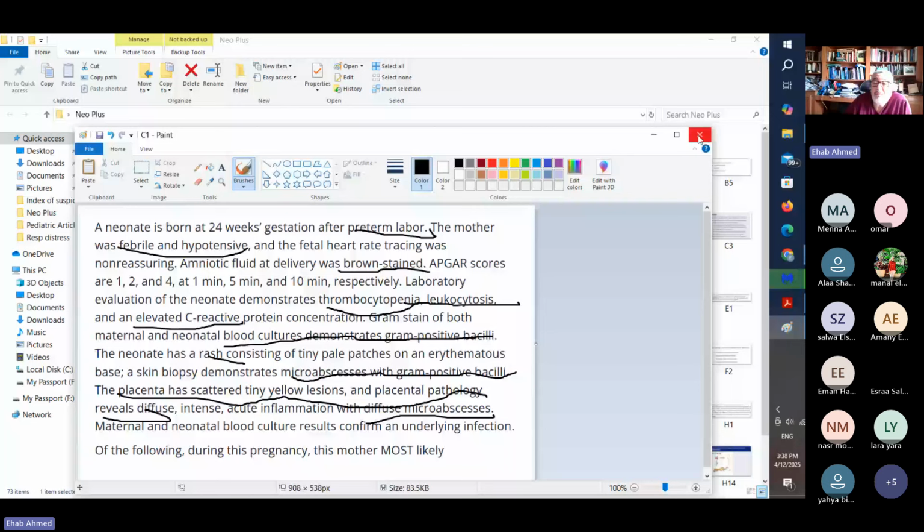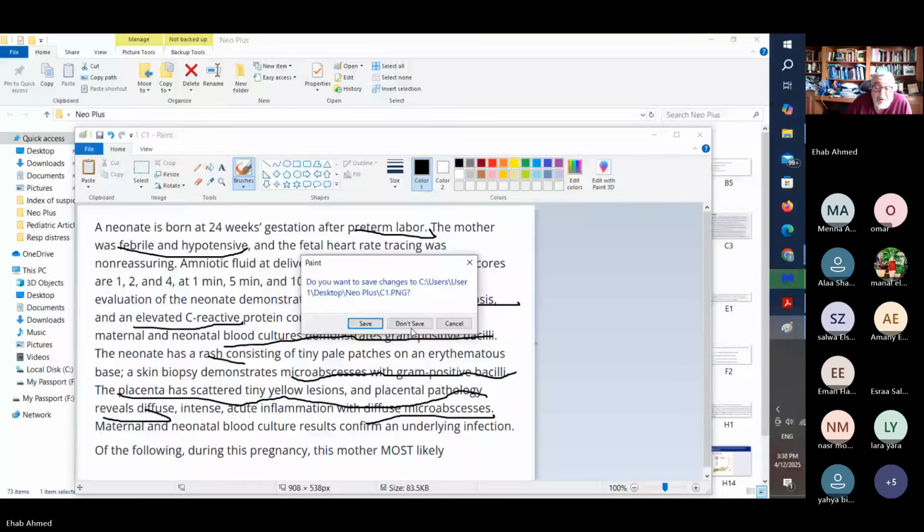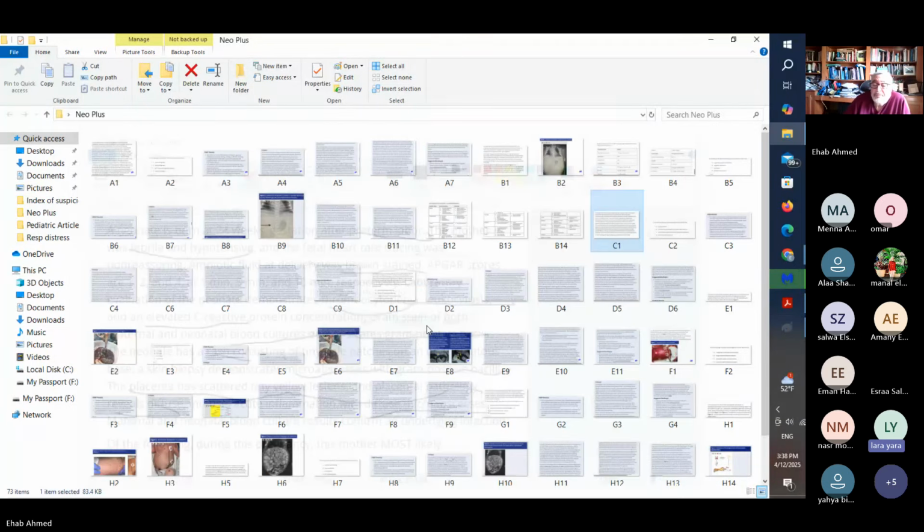I don't know, Dr. Marwa, do you see cases of listeria in your hospital? No, we haven't had any cultures positive for listeria before.